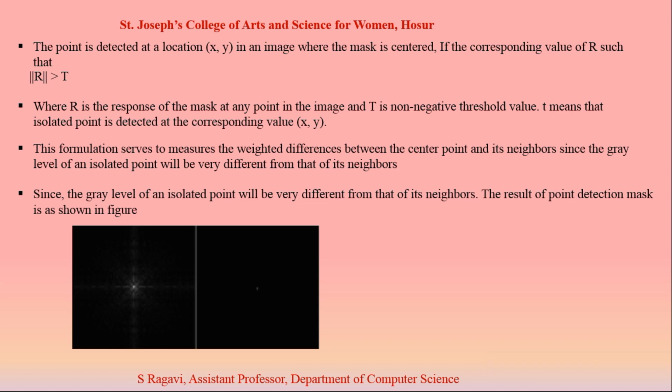This formulation serves us to measure the weighted differences between the center point and its neighbors, since the gray level of an isolated point will be very different from that of its neighbors. The result of the point detection is shown in the below figure. That is the original image. After performing the point detection, the resultant we get is the second image.